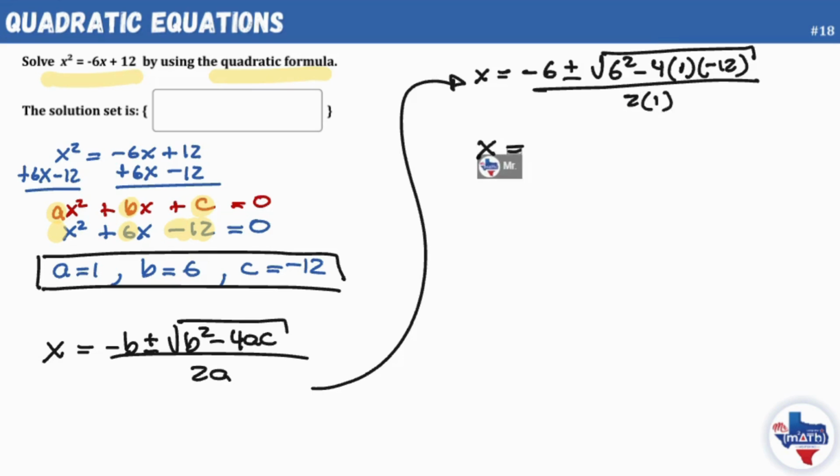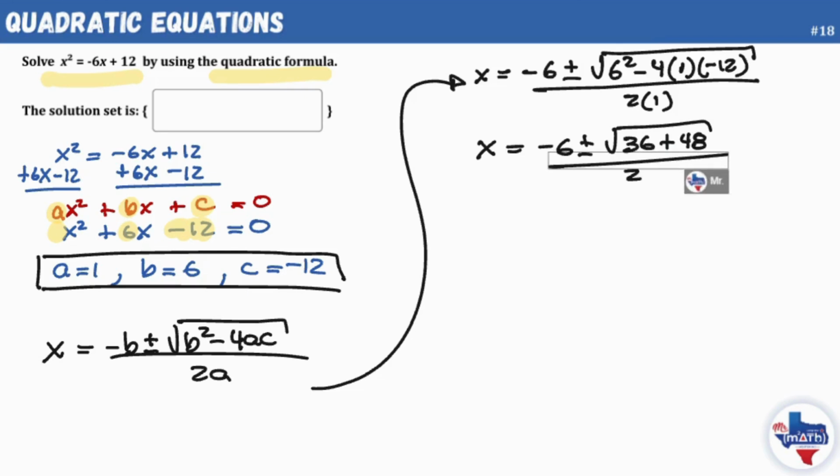So we'll have x equals negative 6 plus minus the square root of 36. Negative 4 times 1 is negative 4, and negative 4 times negative 12, that is positive 48, divided by 2. Now 36 plus 48, that should be 84, divided by 2. Now let's remember what we can do with this root of 84.